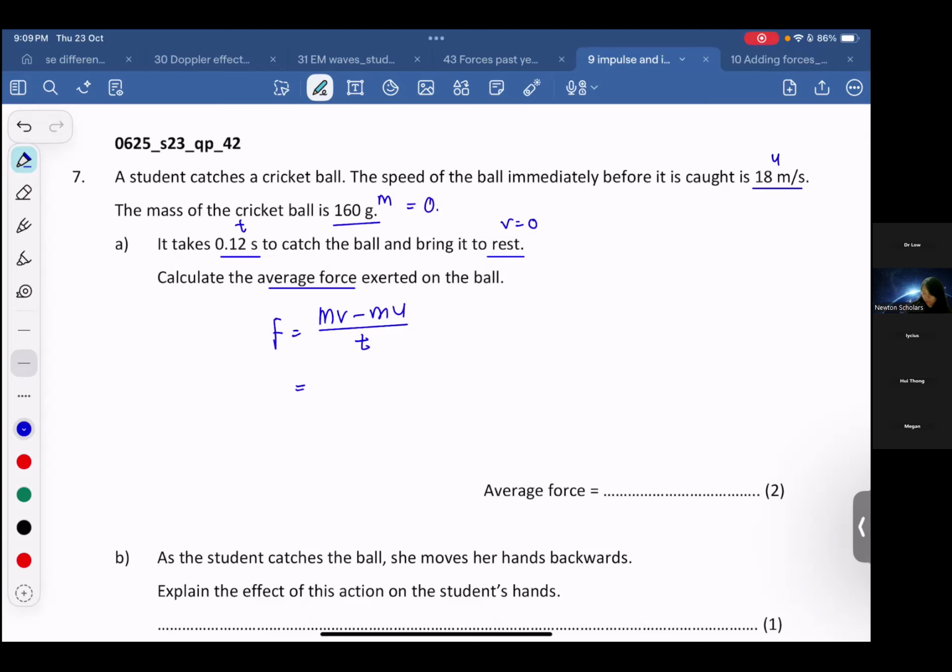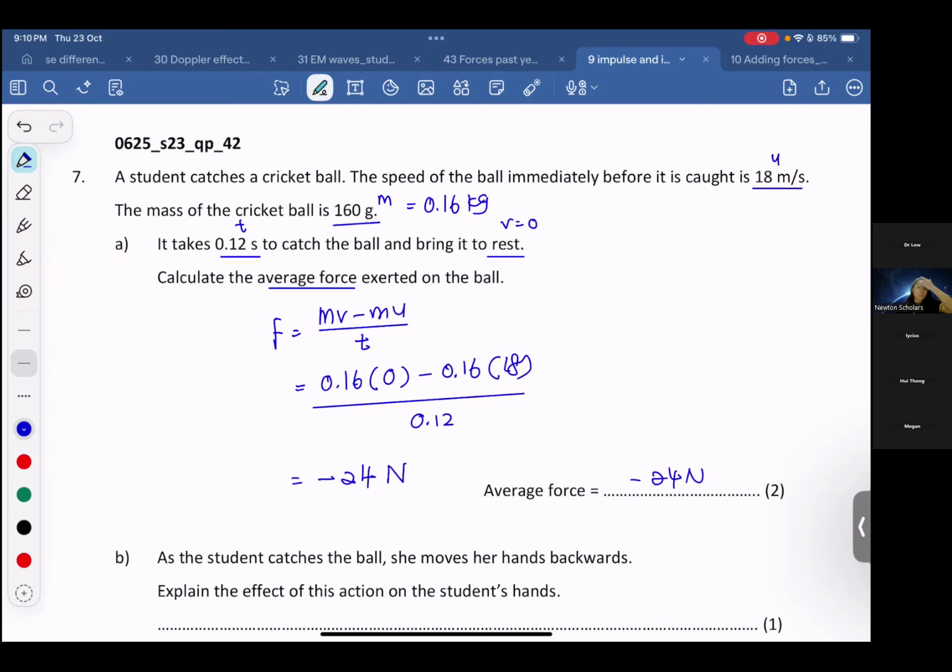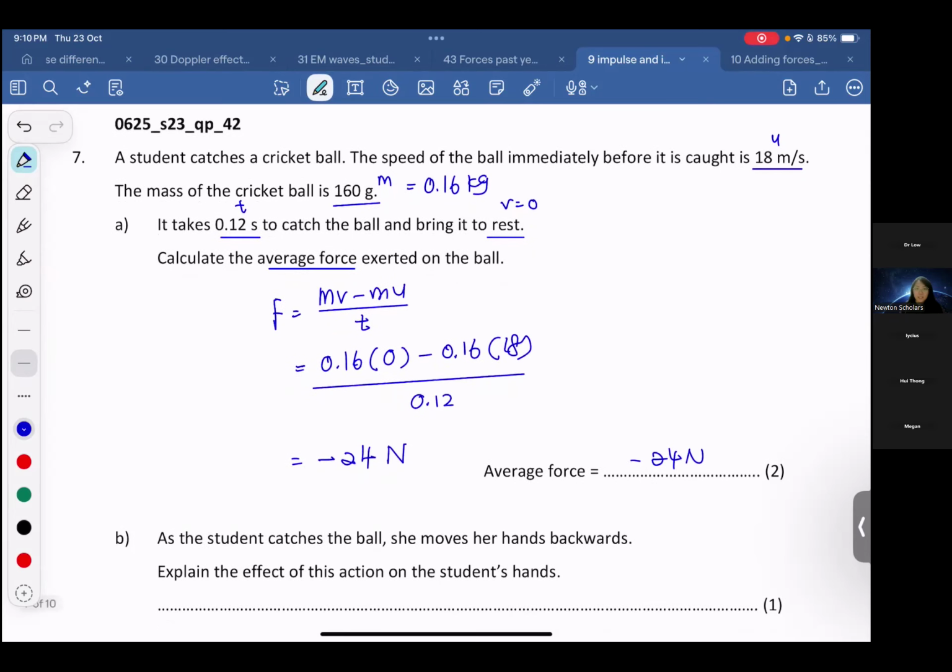160 gram is 0.16 kg. Final is 0, minus 0.16 times initial 18, divided by the time, 0.12. So your answer, if you do it correctly, should be negative 24 Newton. But of course, if you check the answer scheme, most of the time they will just give you 24 Newton. So whether you get positive or negative, it doesn't matter. Remember to convert. Here is the tricky part.